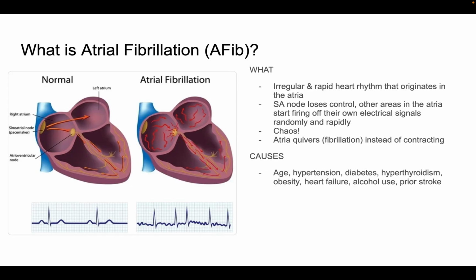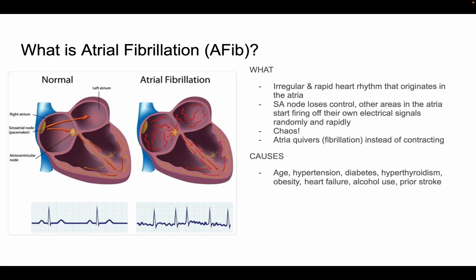So what is atrial fibrillation, also known as AFib? It's an irregular and often very rapid heart rhythm that originates in the atria. So instead of the SA node controlling a single steady impulse, multiple other areas of the atria, called ectopic foci, start firing their own electrical signals. And these signals are often disorganized and chaotic, so instead of the atria contracting like normal, they begin to quiver, which is what we call fibrillation.